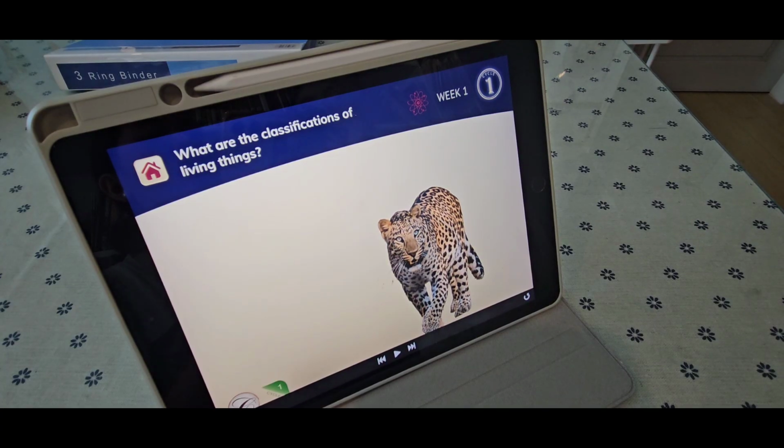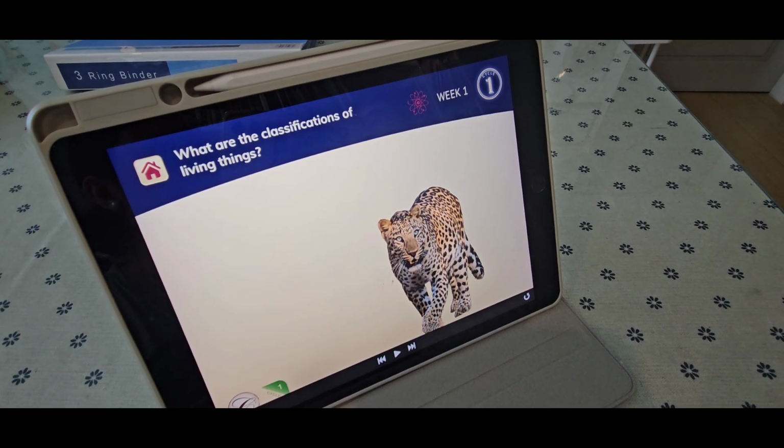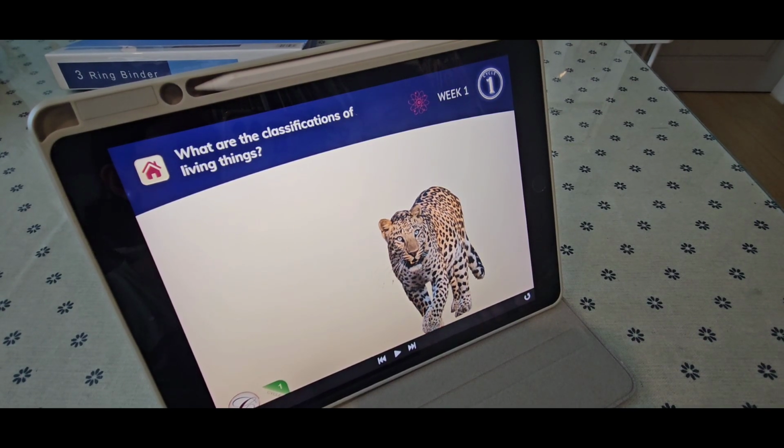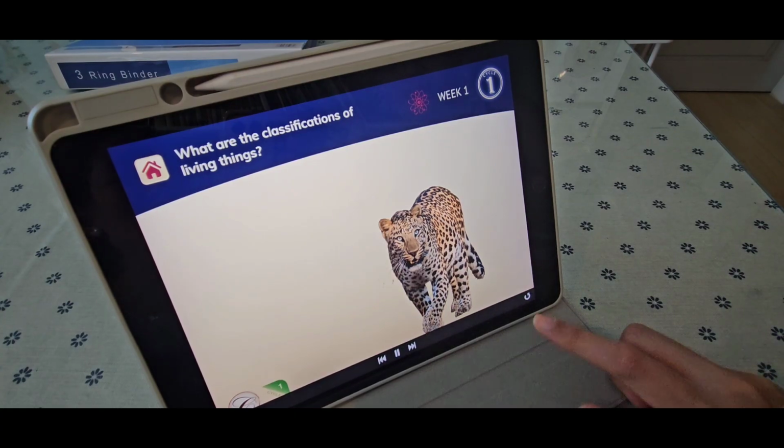Okay, we're back to our science memory work. Can you answer that, Jake? What are the classifications of living things? Domain, kingdom, order. It's okay. Go. Domain, kingdom, phylum, class, order, family, genus, species. Again, go. What are the classifications of living things? I want you to try it on your own.